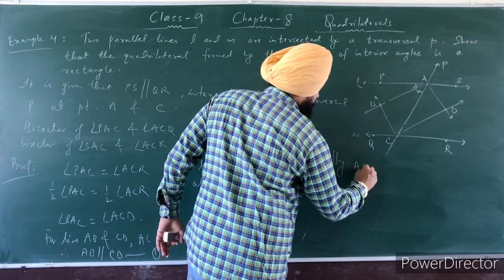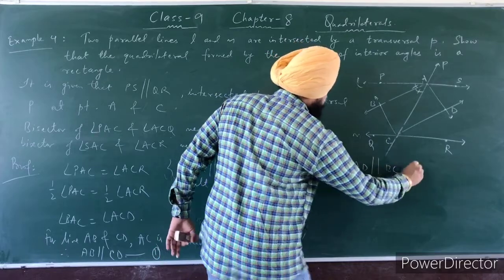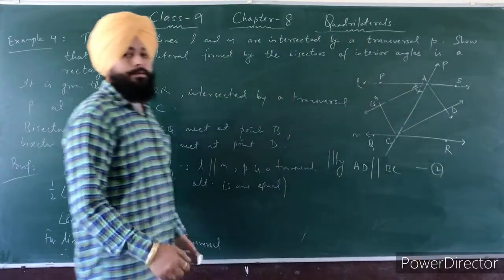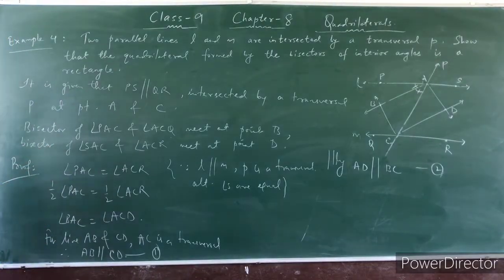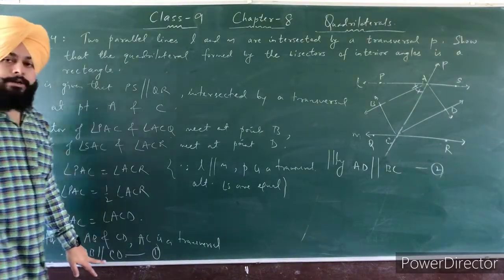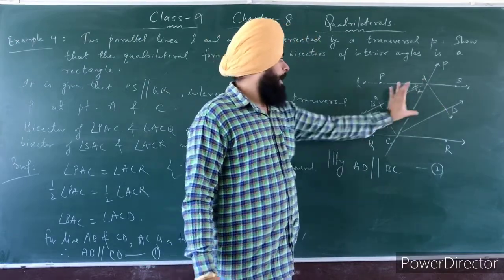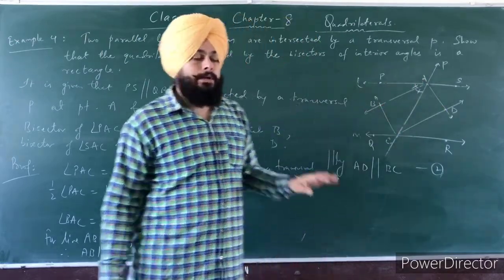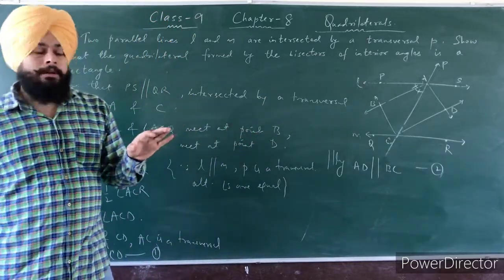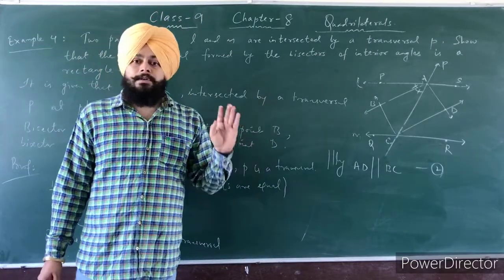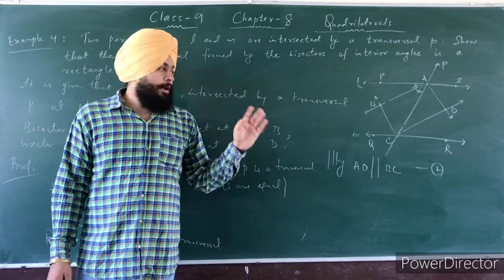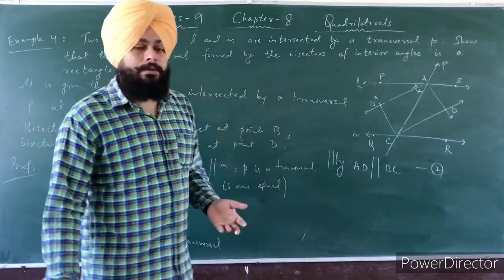Similarly, AD parallel to BC, equation number 2. Now from 1 and 2, what can you observe? AB parallel to CD from equation 1, and from equation 2, AD parallel to BC. So in this given quadrilateral ABCD, opposite sides are what? Parallel. That's why the quadrilateral ABCD is a parallelogram.